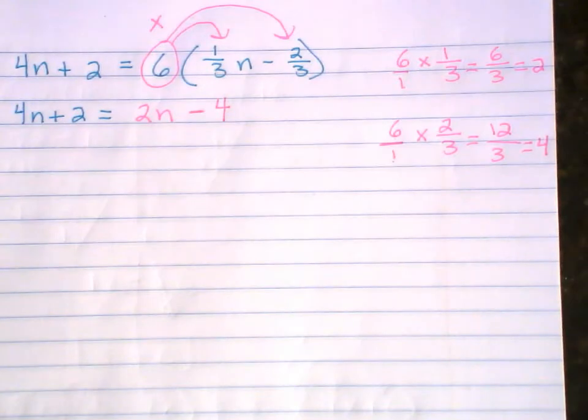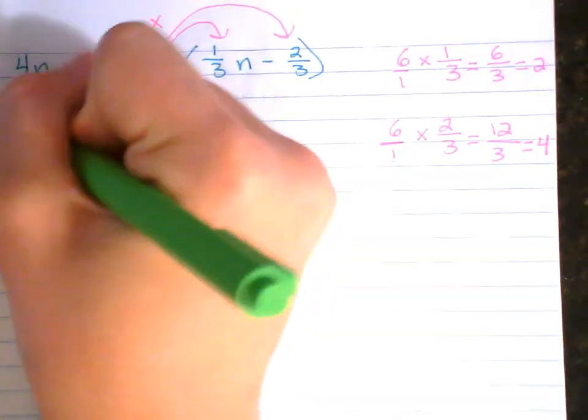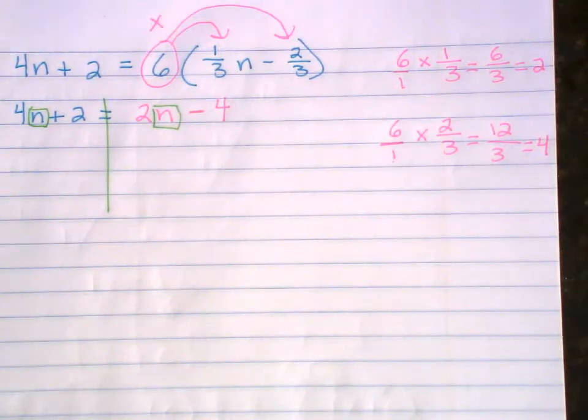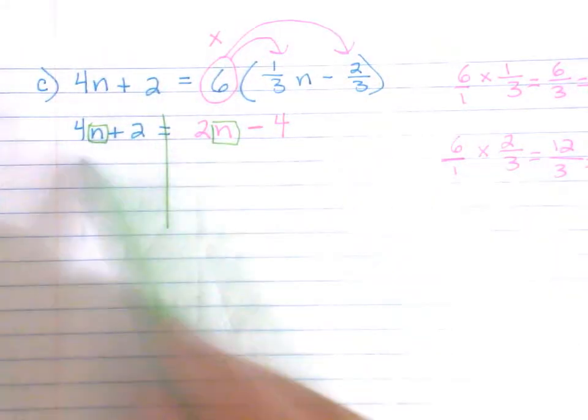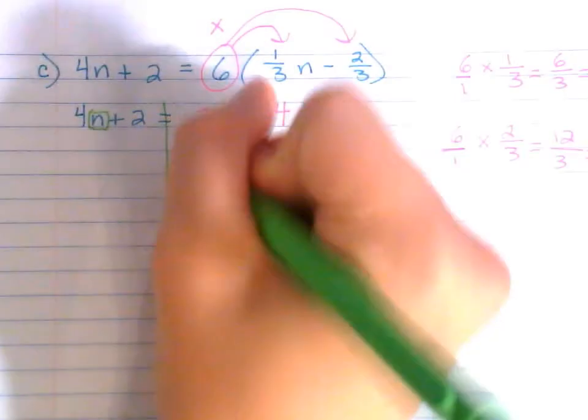Okay, so we got rid of the parentheses. Now it's just equations with variables on both sides. Draw the line, box up our variables for the visual, so now we can see our like terms. So the 2n and the 4n, and the 2 and the negative 4. Doesn't matter which one you start with. So just to switch things up, I'm going to start with the variables.